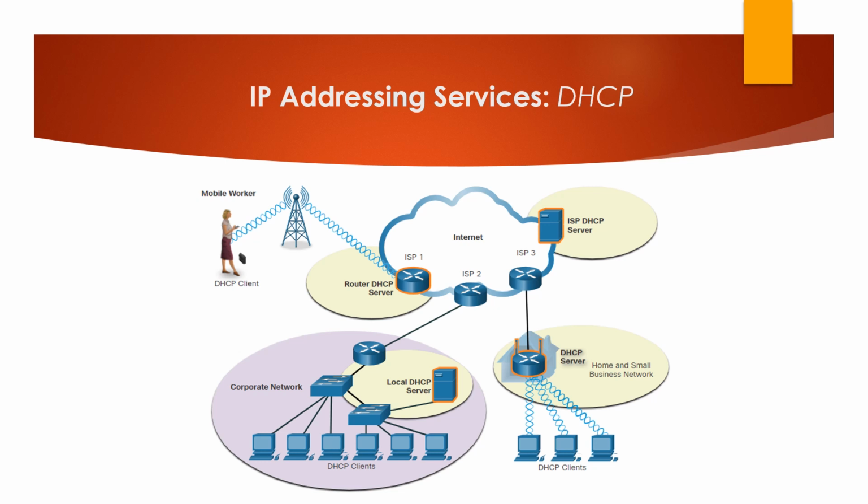Many networks use both DHCP and static addressing. DHCP is used for general purpose hosts such as end-user devices. Static addressing is used for network devices such as gateway routers, switches, servers, and printers.